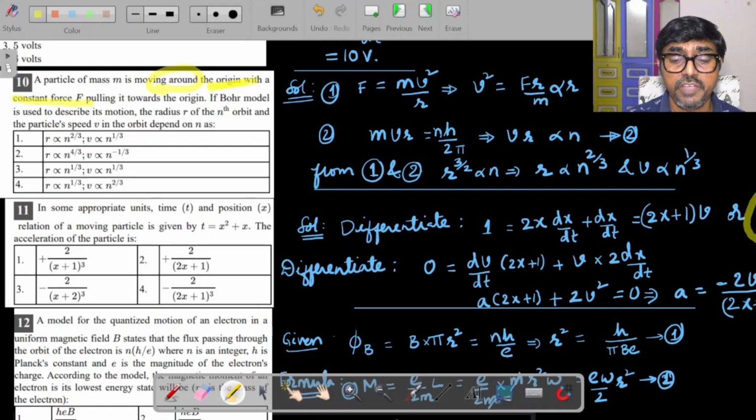Now they are saying if Bohr's model is used to describe its motion, Bohr's model is also applicable, that's the assumption here. That means angular momentum is quantized, that point we have to use. The radius r of the nth orbit and the particle speed v in the orbit depends on n as, okay, that relation we have to calculate.